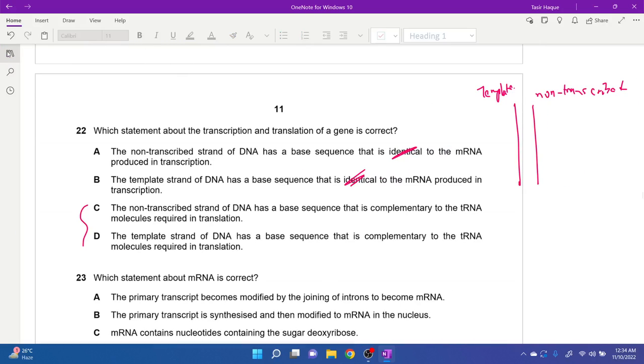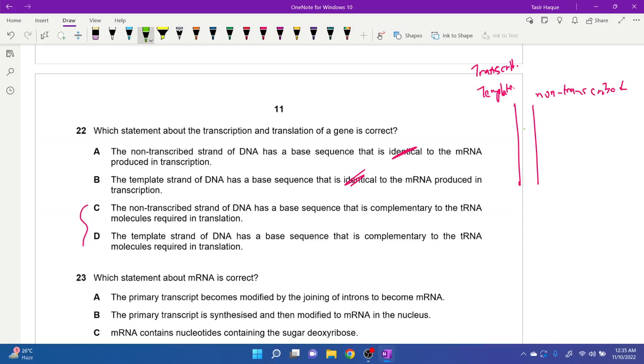So, this is the template or transcript strand. Using the transcript strand, we are going to get the mRNA molecule. So the mRNA molecule is actually complementary to the transcript strand. So after you get the mRNA, you're going to get the tRNA. So this tRNA, right, it's complementary to mRNA. Who else is complementary to mRNA? The template strand, right? That is why, take a look at this. This is very important.